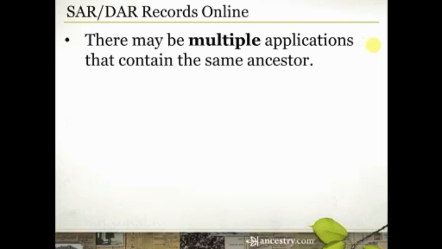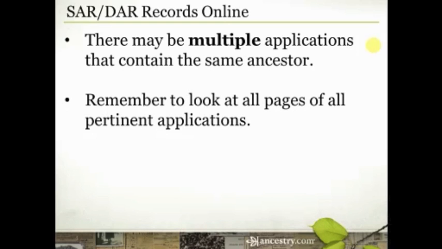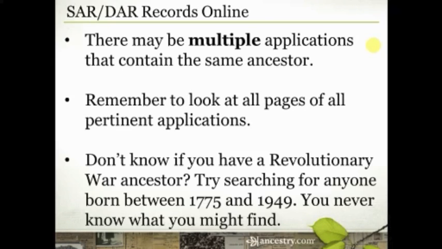And then just finally, remember that there may be multiple applications that contain the same ancestor. So you could have people from entirely different branches of a single family that applied, that don't even know about each other, and now you can find them. And that might give you more information about your ancestor's Revolutionary War service. And remember to look at all the pages of those pertinent applications. Let's go page by page to scroll through them and make sure that you've got everything.